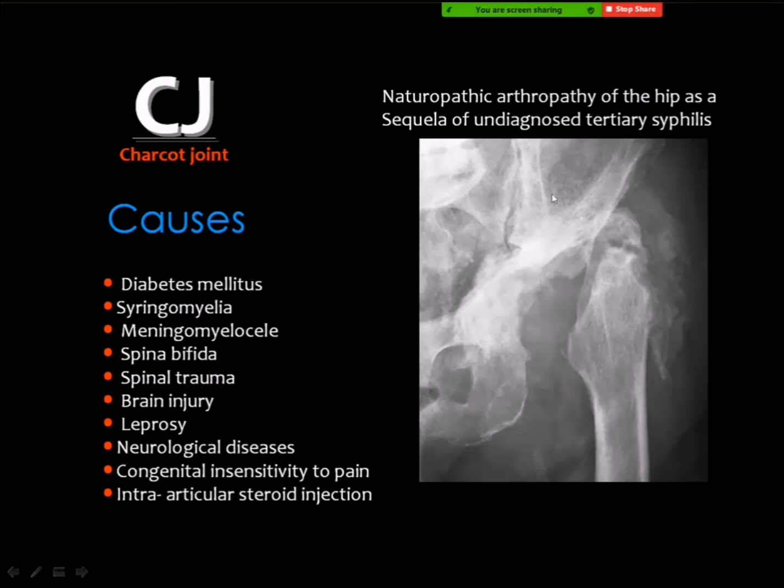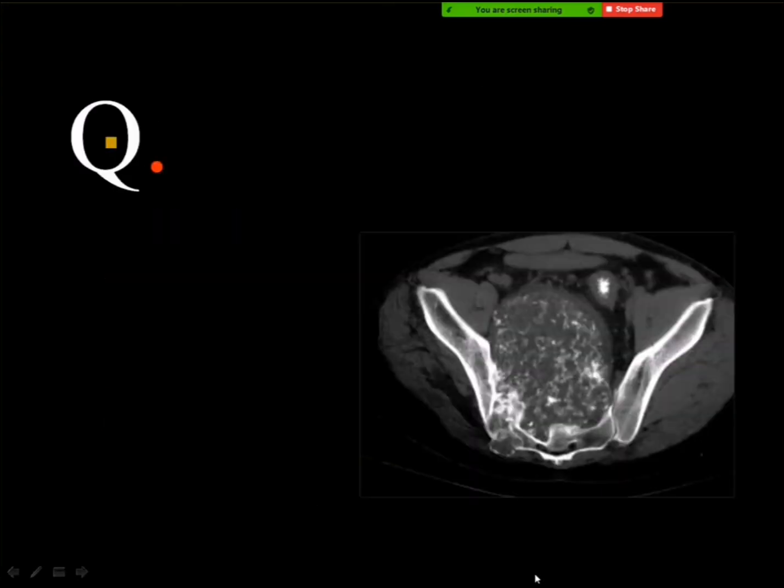And this is an example of Charcot joint in the hip. It is common in the foot actually, but it can be seen in any joint, in the knee, in the hip, in the elbow, and any joint in the body may show these extensive, destructive, and disorganizational changes.